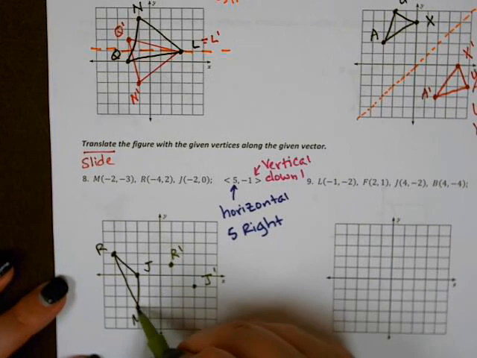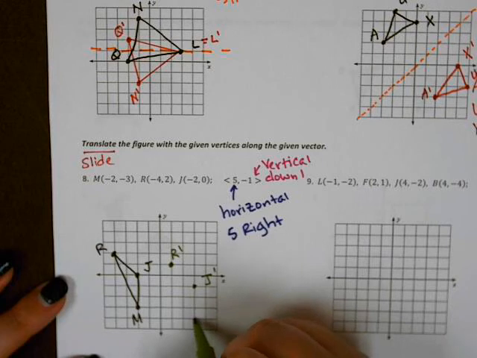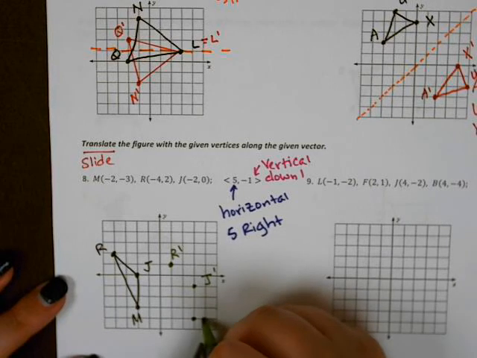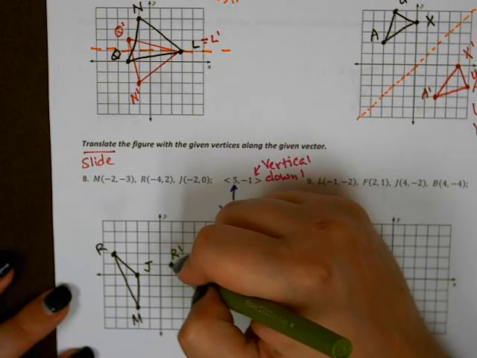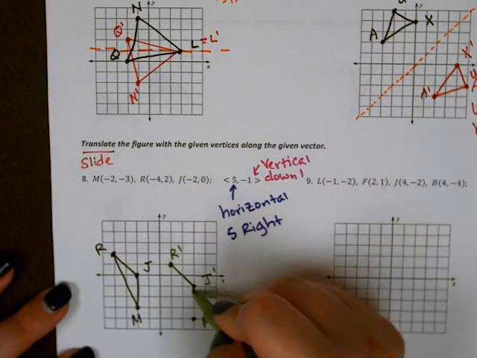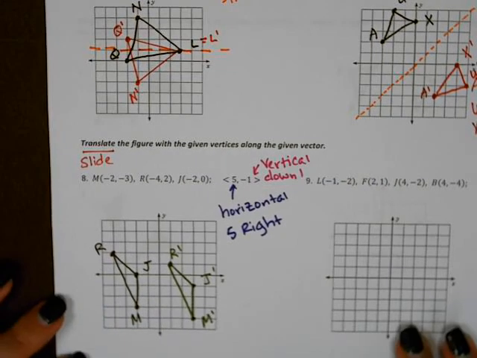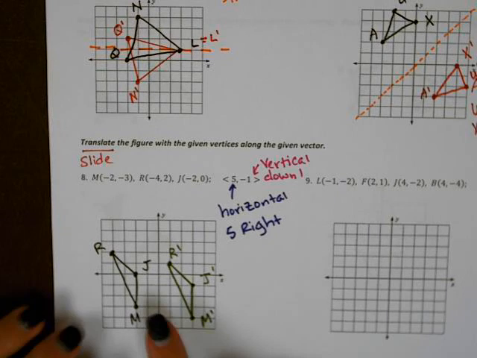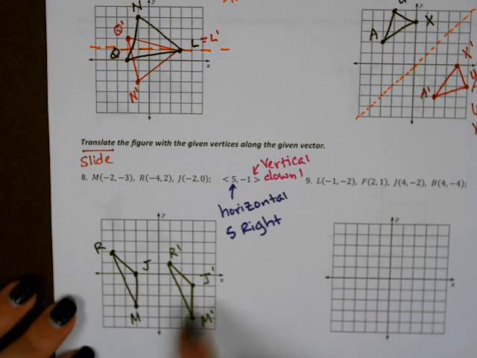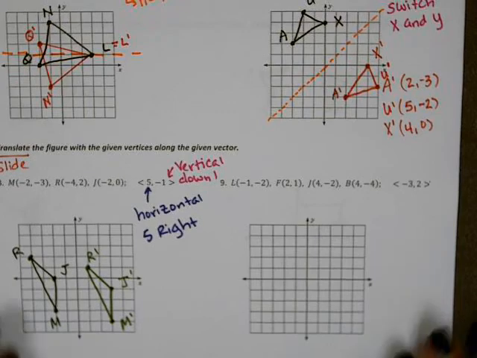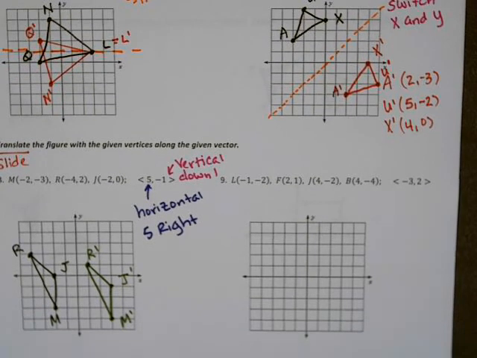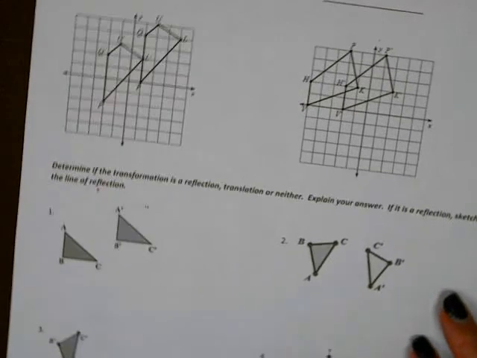And then same thing with M. 1, 2, 3, 4, 5 to the right and down 1. And there is my M prime. And there's my new figure. Every single point on there was shifted 5 to the right and down 1. All right, question 9 is very similar. We're actually going to go ahead and skip that one so that we can move on a little bit.